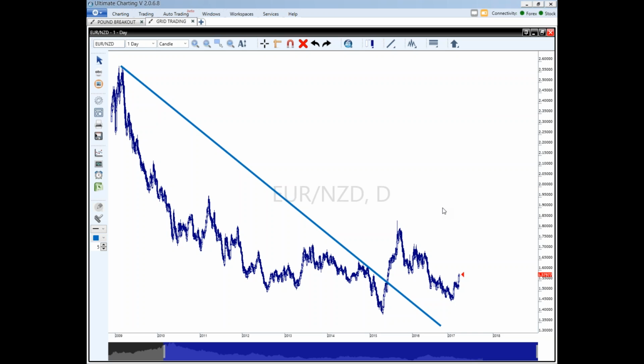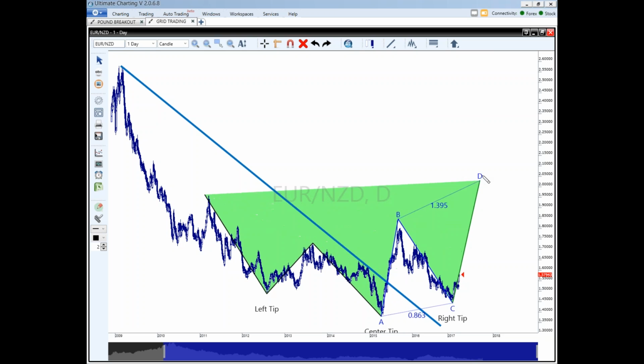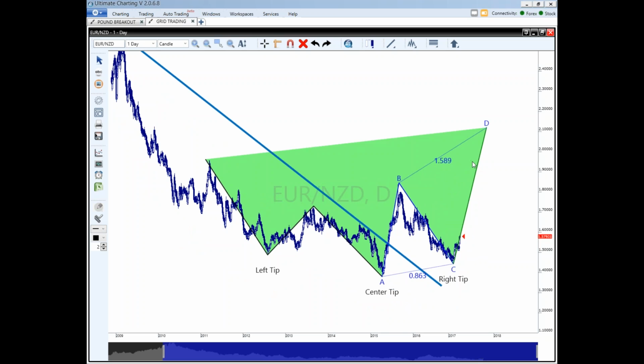Okay? So this is the Euro New Zealand, and the Euro New Zealand, as you can see, is breaking trend lines, giving us a nice bull crown setup here. We've got a very large left tip movement happening here, a center tip, and the market pulling back to form a right tip. So we've got a king crown scenario here on this chart of the daily time frame.